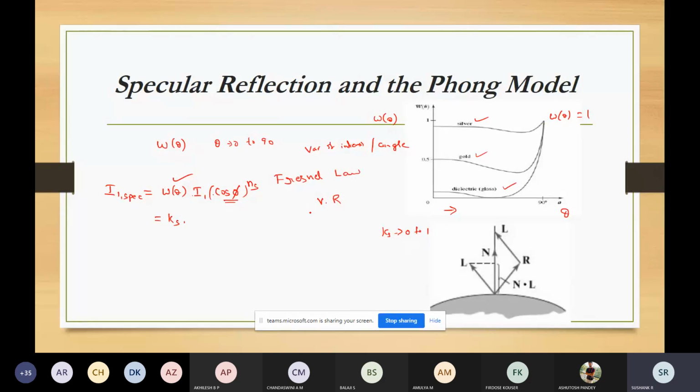You can refine this equation to I spec. I spec is equal to W replaced with Ks I into V dot R with the specular coefficient n, if V dot R is greater than 0 and N dot L is greater than 0. Otherwise, if V dot R is less than 0 and N dot L is less than or equal to 0, the value of I spec will be 0. So this is how the equation can be refined.